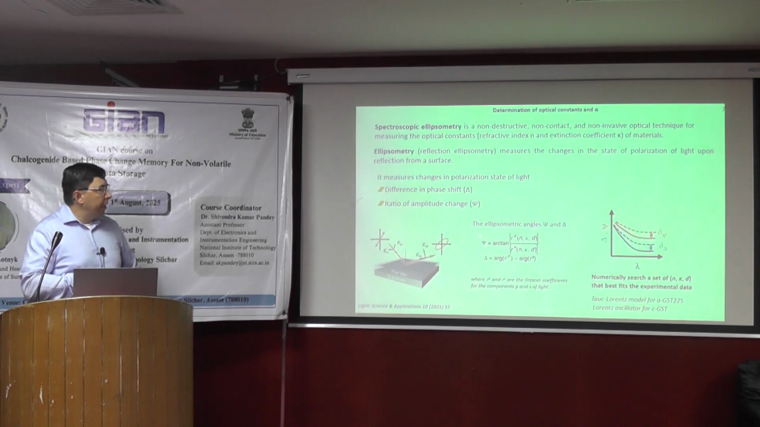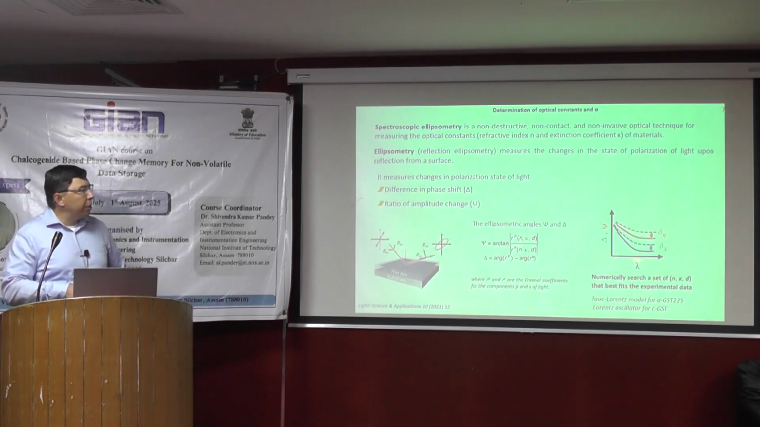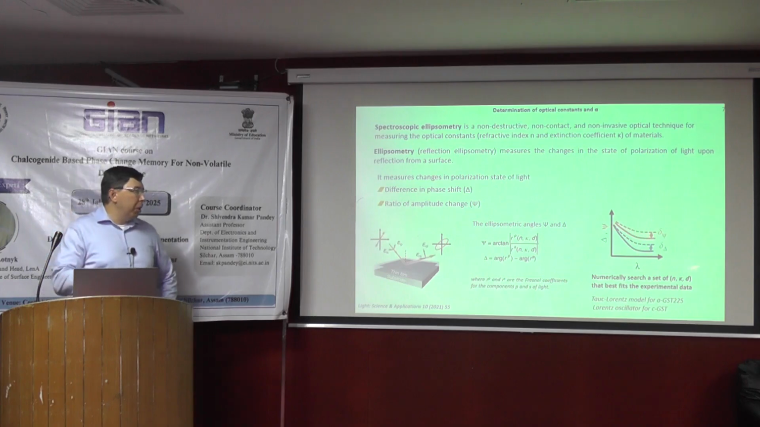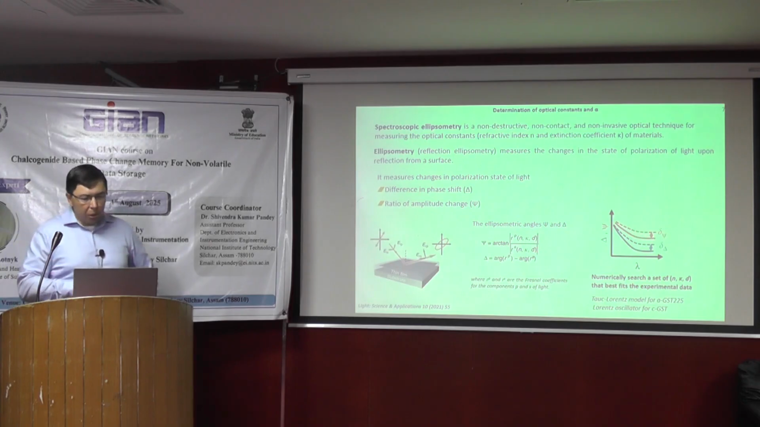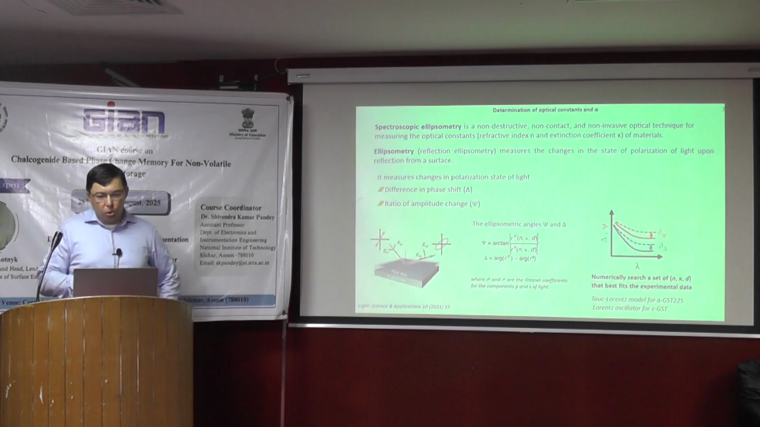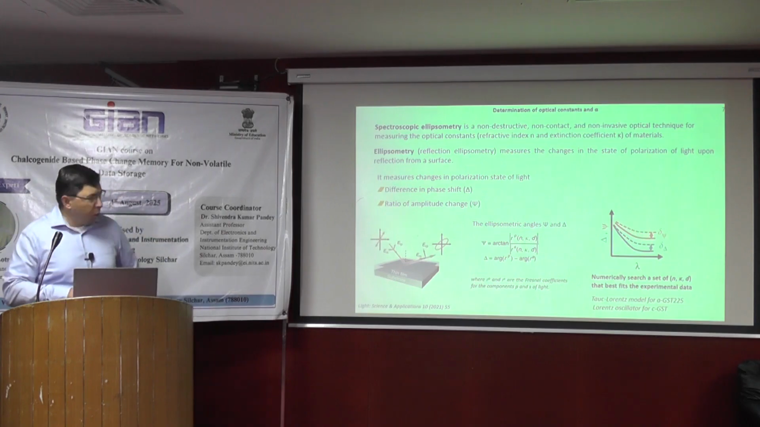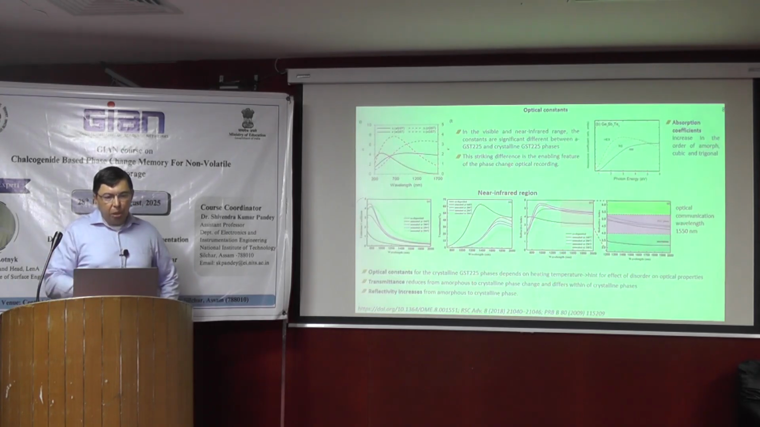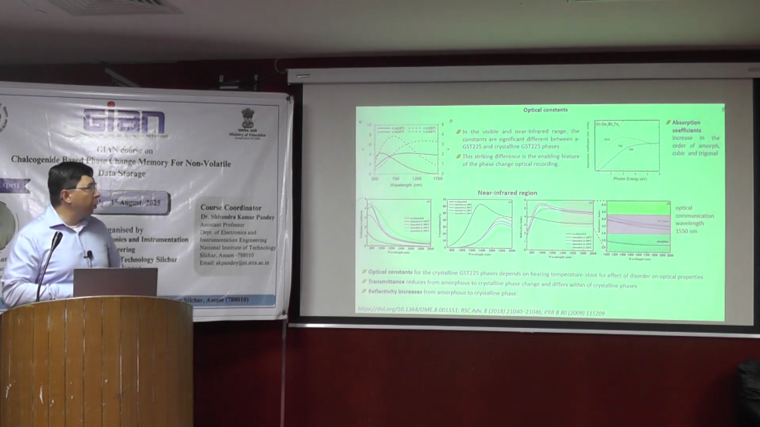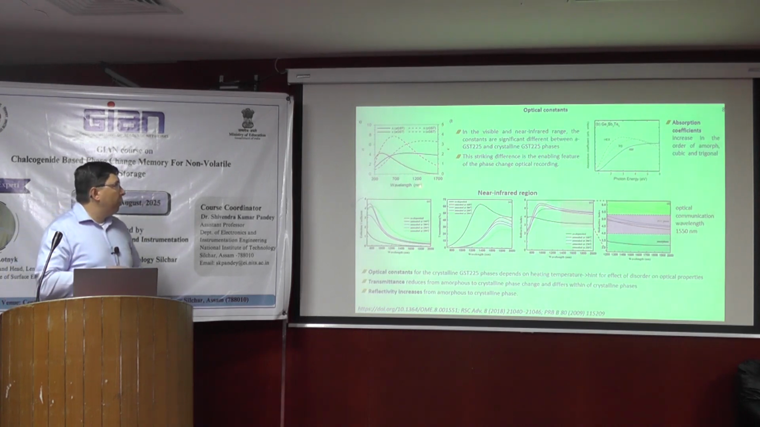ellipsometry you get the angles, sigma and delta, and the plot of these angles against the wavelength, and then you need to make some numerical simulations, use different models to fit the experimental data to the simulated data. And from this you can then get the basic properties of the material, like optical constants for GST.